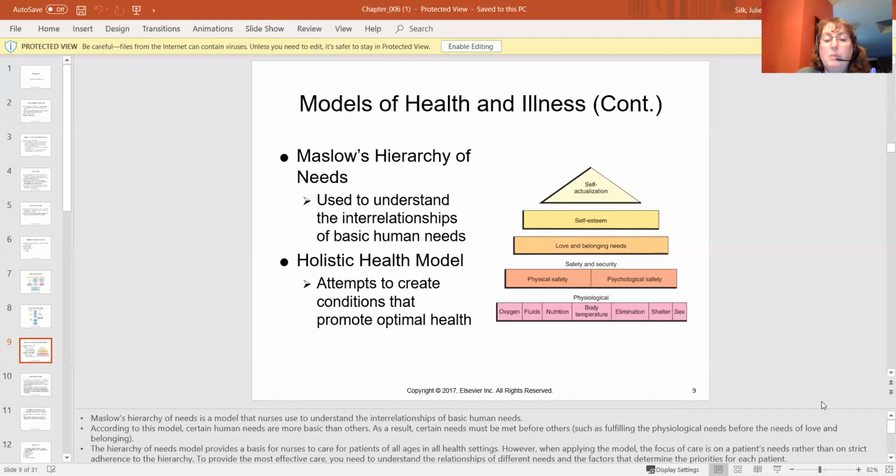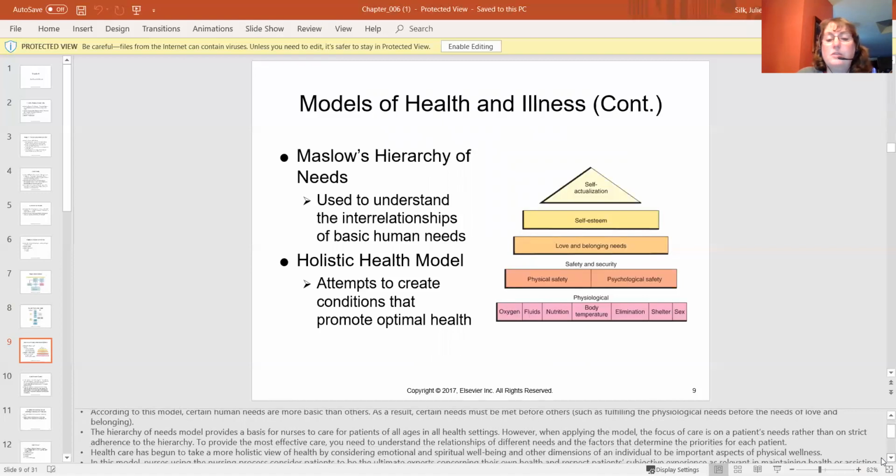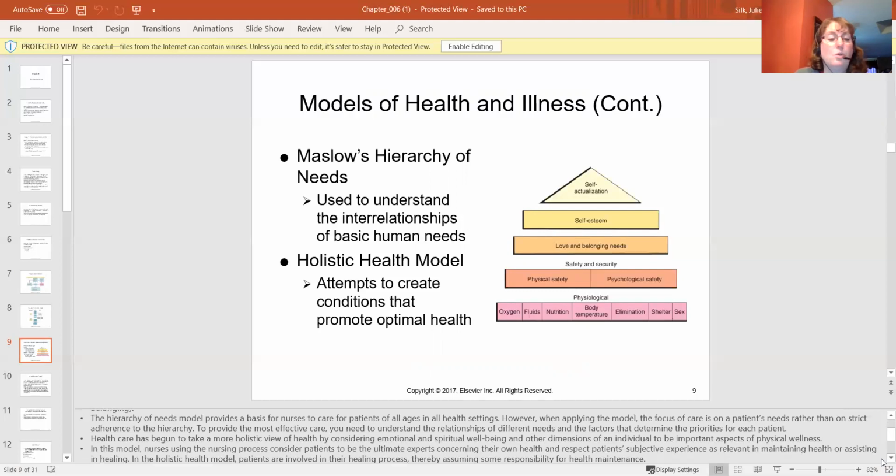However, when applying the model, the focus of care is on the patient's needs rather than on strict adherence to the hierarchy. To provide the most effective care, you need to understand the relationships of different needs and the factors that determine the priorities for each patient. Healthcare has begun to take a more holistic view of health by considering emotional and spiritual well-being and other dimensions of the individual to be important aspects of physical wellness.